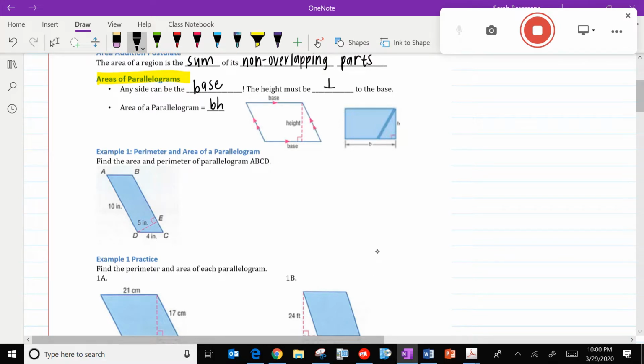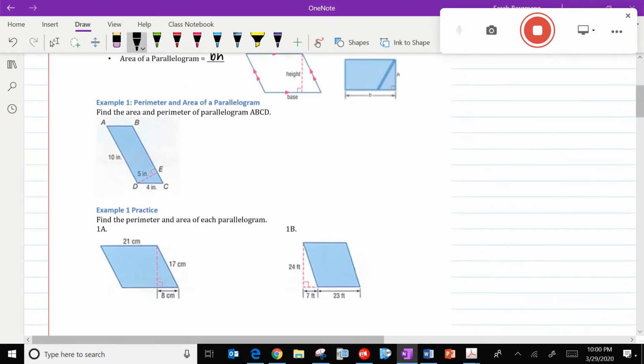So as you can see in the picture, the base could be something like this. The height has to be perpendicular to the base. Okay, so let's try an example together. Example 1, find the area and the perimeter of parallelogram ABCD.